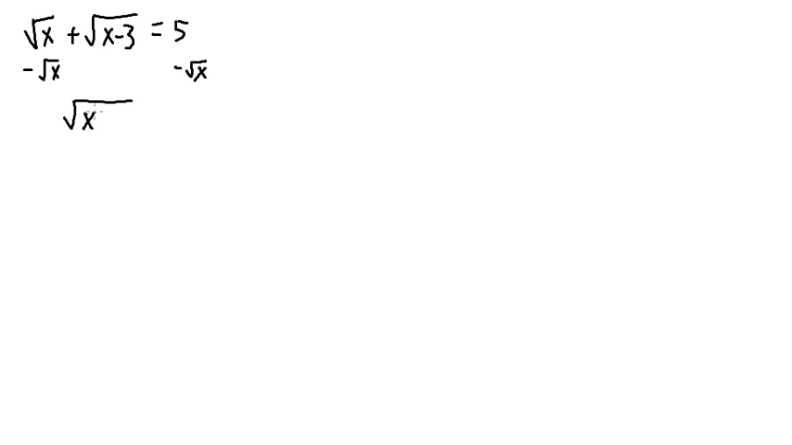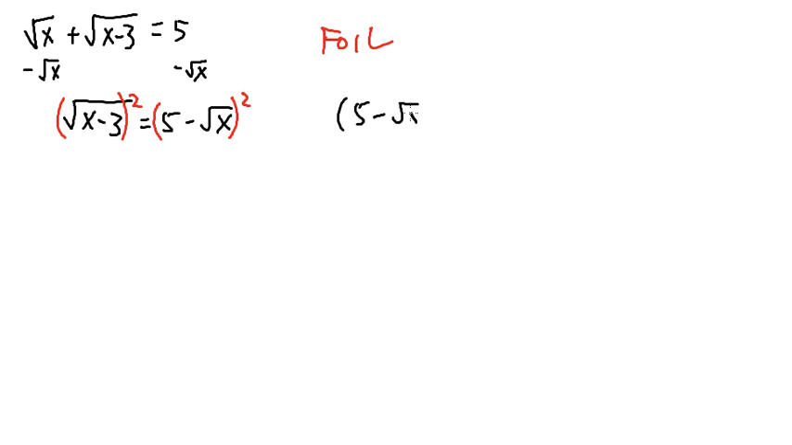Okay, so then I just rewrite this: x minus 3 equals 5 minus root x. Next thing I want to do, since I've isolated the radicals, one on each side, is to square both sides. If you're going to square both sides, don't forget to FOIL the stuff on the right-hand side. So I'll show how to FOIL on the right-hand side here.